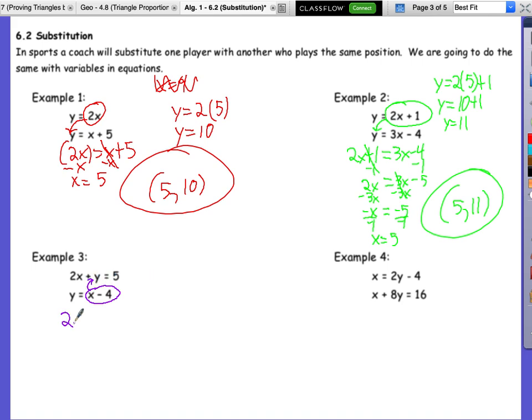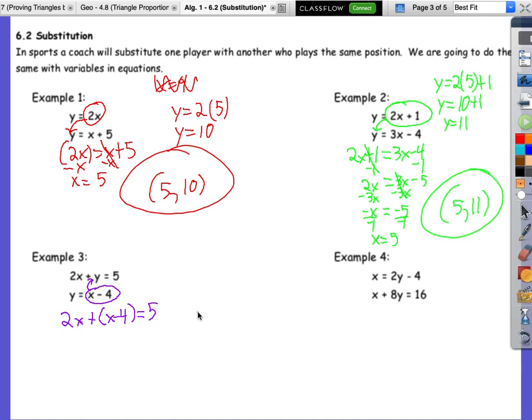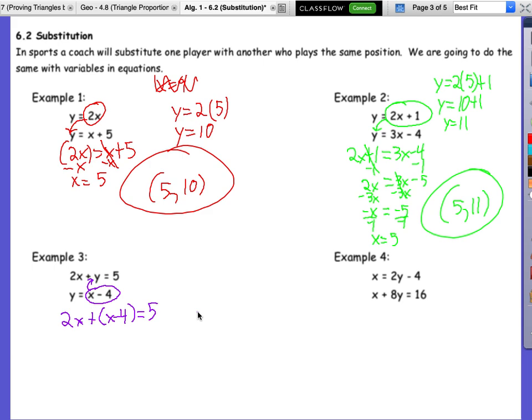So we'll have 2x, and we'll just write plus, just like we have the plus. And now, just like you would with a number, we're going to put y in, and we're going to put it in parentheses. And we'll have x minus 4 there. You write the whole thing it's equal to. That's a really bad 5. Let me fix that. Questions on how we plug that in? Okay, awesome. So we just put it right in for y there, in parentheses again, keeping everything else the same in the equation.